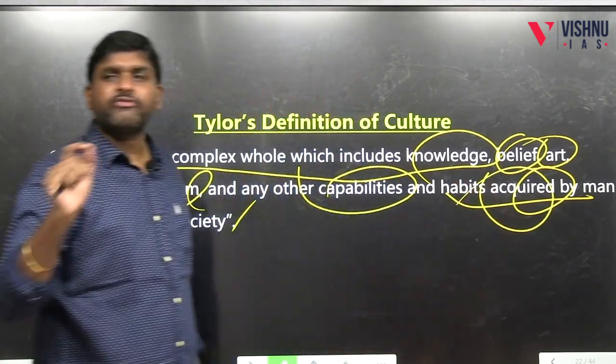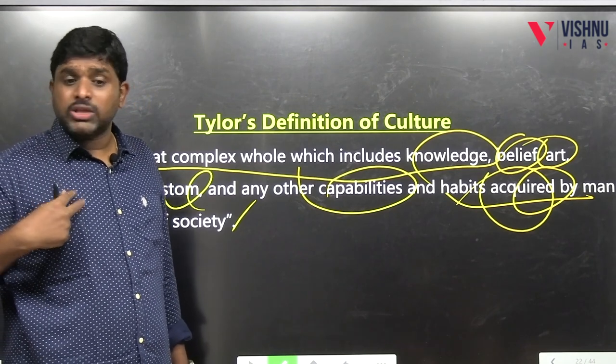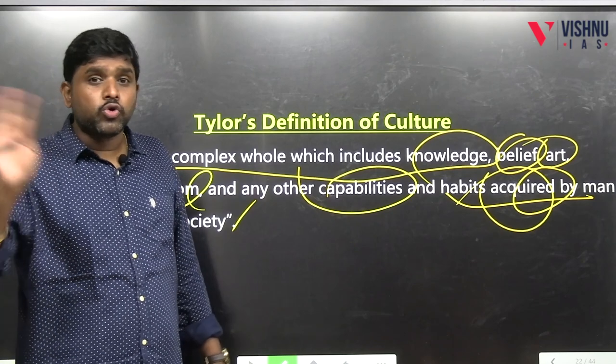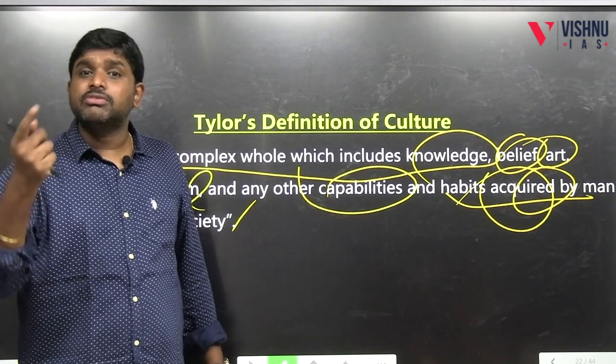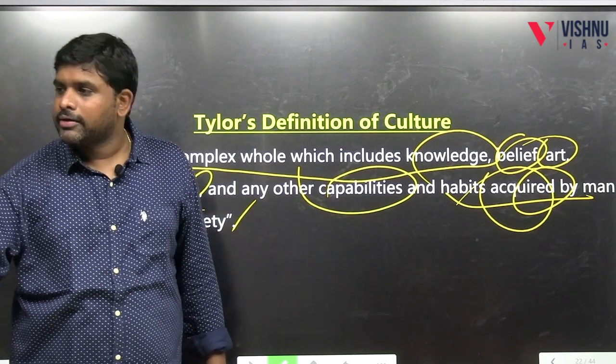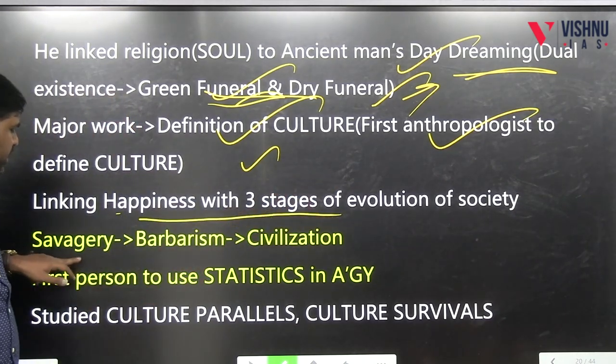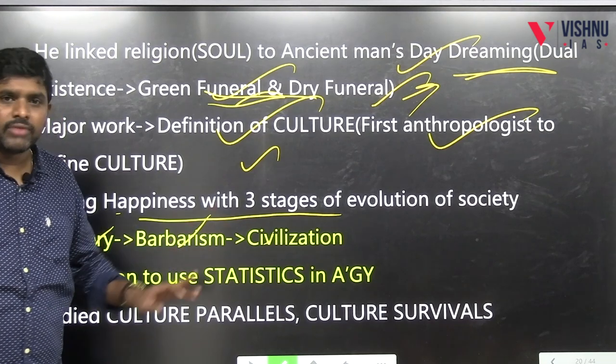The first definition of culture. Up to then, people used to think that white man will have white culture, black man will have black culture. But this person told that, no. Culture means all these things which are acquired. And also gave, linking happiness with three stages of evolution of society: savagery, barbarism and civilization.